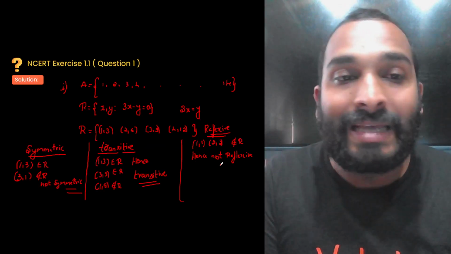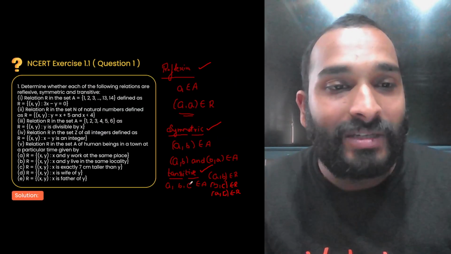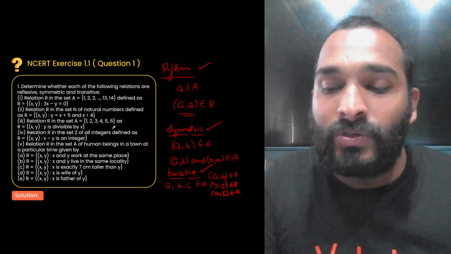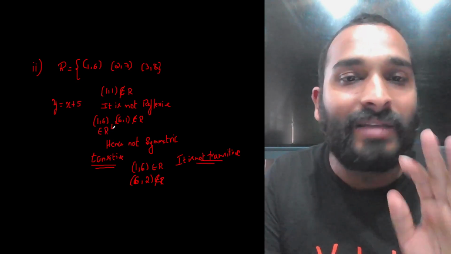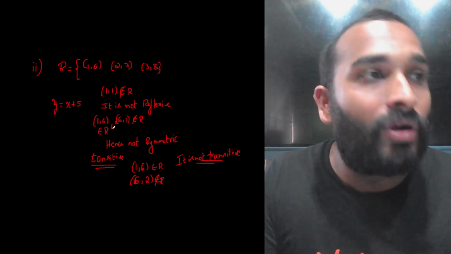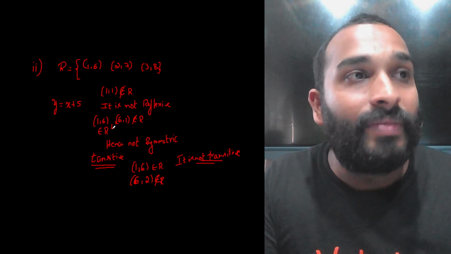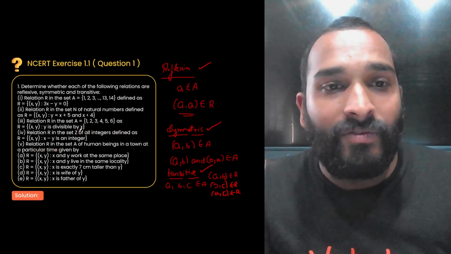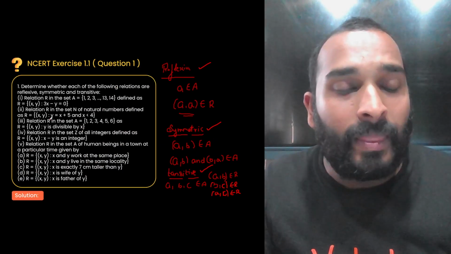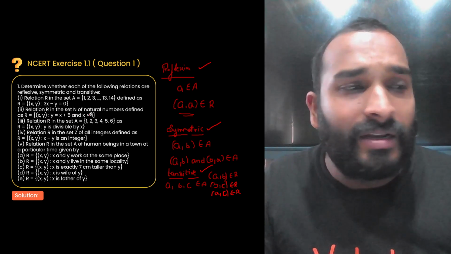So this was your second sub question. So I hope these questions are clear. Now let us try to solve the next one. Yes, children? Now let us try to solve the next one where R is a relation under set.